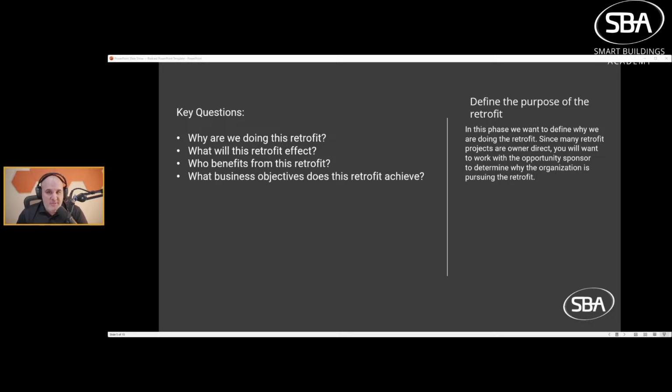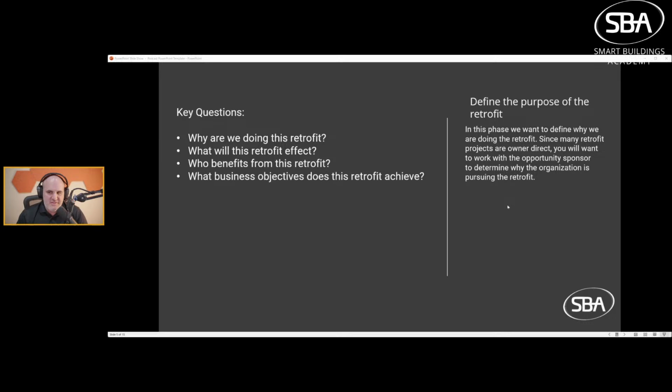So who benefits from this? This is another important thing. You need to understand who benefits and who could be impacted as well. I should have put who's impacted and who benefits. Because, for example, if you're in a hospital and you're doing retrofit in patient rooms, obviously the patient's going to benefit potentially by better control, but the nurses are going to be impacted. Maybe they have to clear out rooms. Maybe you have to work after hours. There's all sorts of variables that you need to account for.